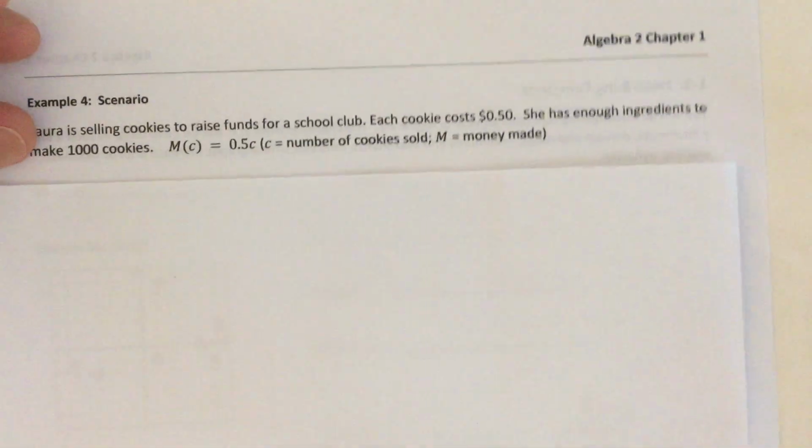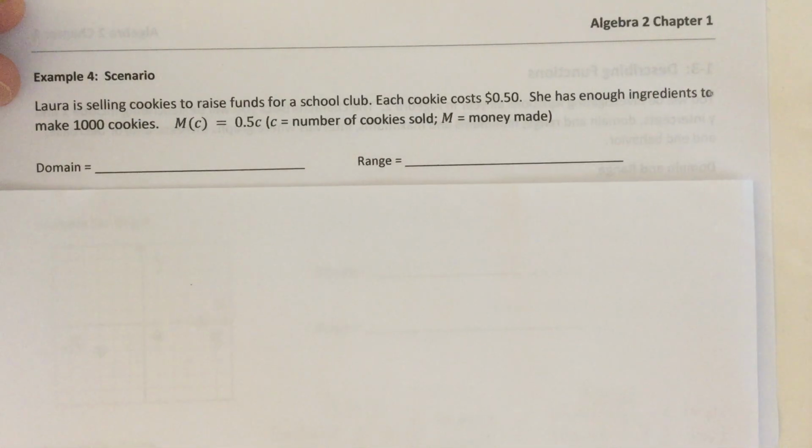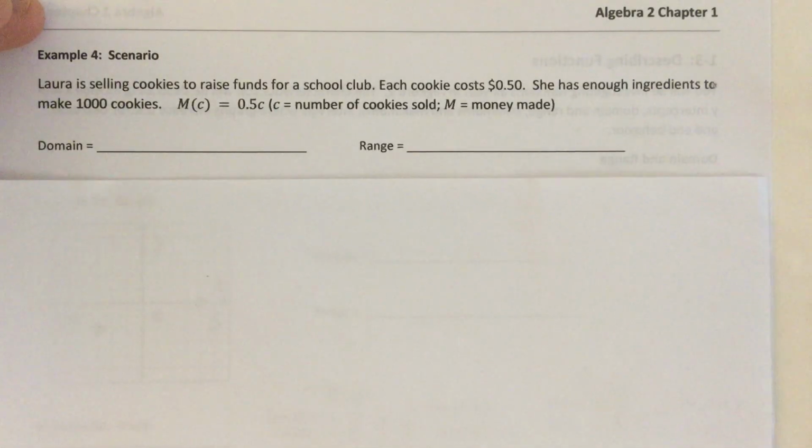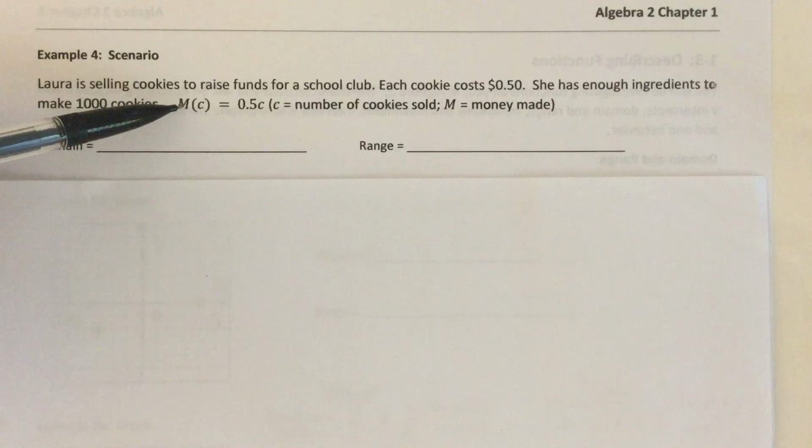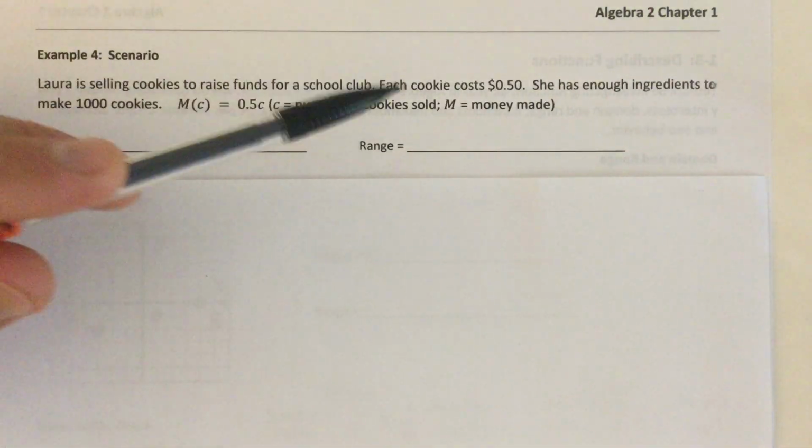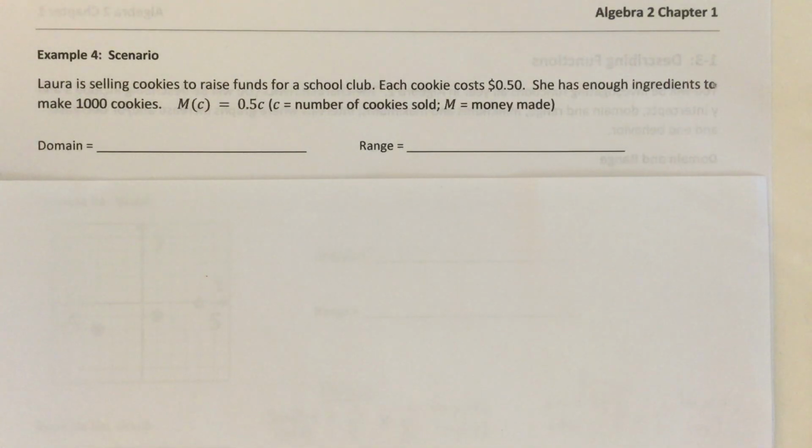We also are going to have domain and ranges of word problems from time to time. And so if we look at this problem, it says Laura is selling cookies to raise funds for a school club. Each cookie costs 50 cents. She has made enough ingredients to make 1,000 cookies. Here's our equation. M of C equals 0.5 C. C is your number of cookies, and M of C is the money made. So in this case, we can't really write out every possible value because we'd be writing 1,000 numbers, 1,001 really.